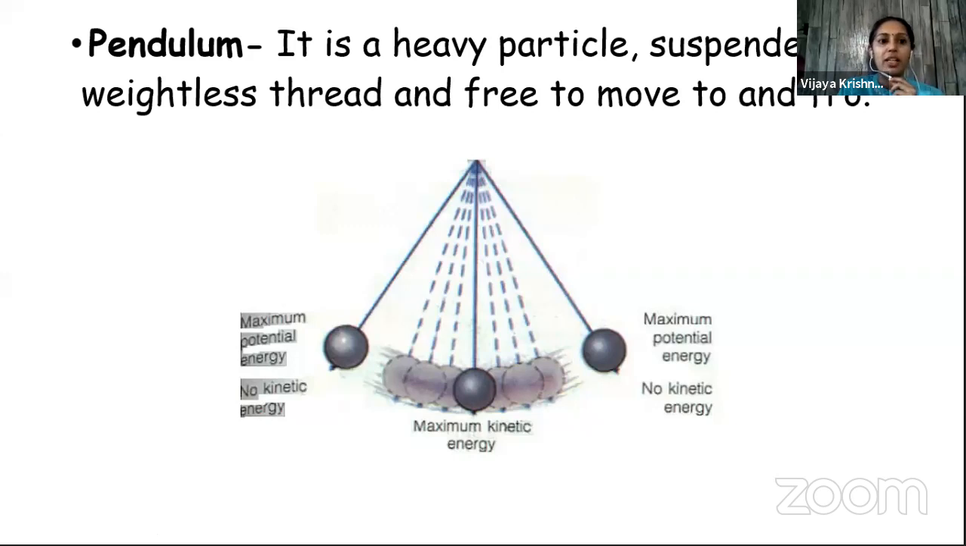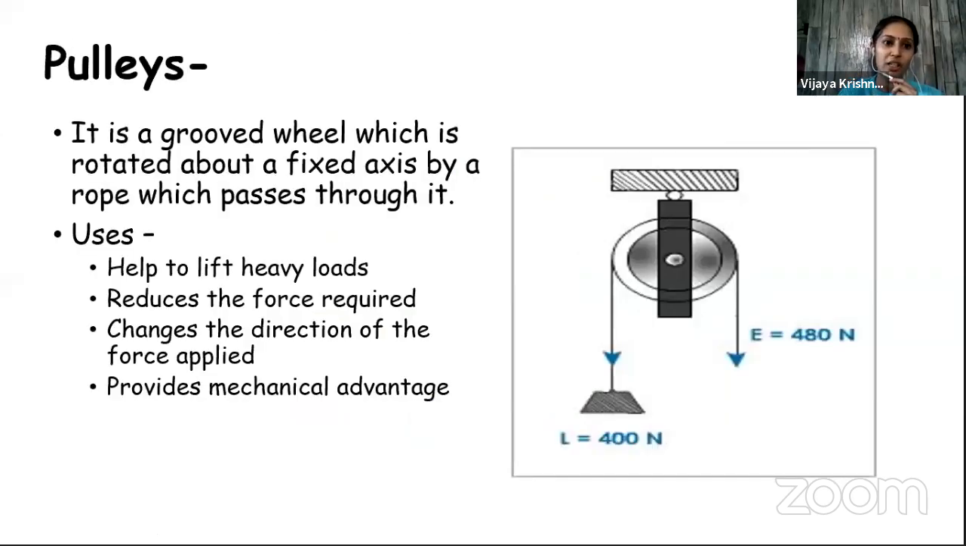The next thing that we come across is another simple machine, which is known as the pulley. Now pulley here is a grooved wheel which is rotated on a fixed axis and a rope passes through the wheel. Okay, so there is an effort on one side and there is a load on one side. Now what do pulleys do? Pulleys help us lift heavy loads, and it reduces the force that is required to pull this load, changes the direction of the force that is applied, and provides a mechanical advantage.